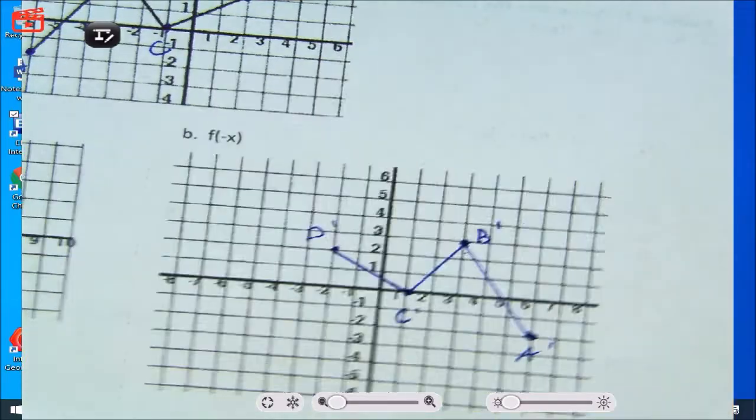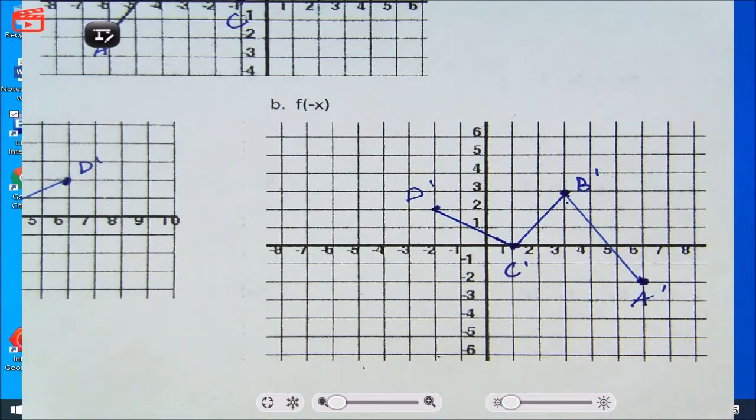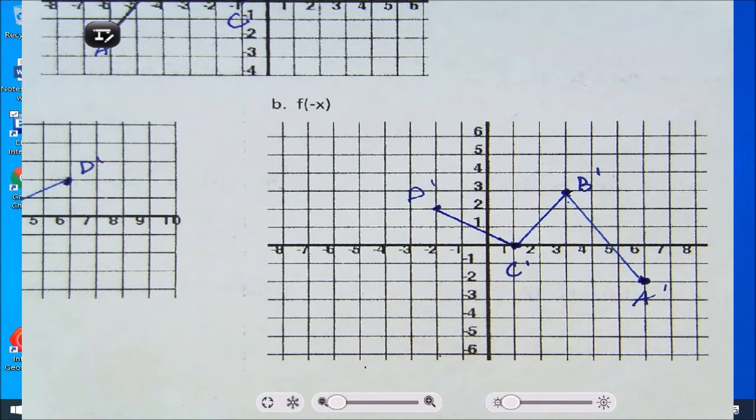Okay, we got 2 more examples. Ready? All right.